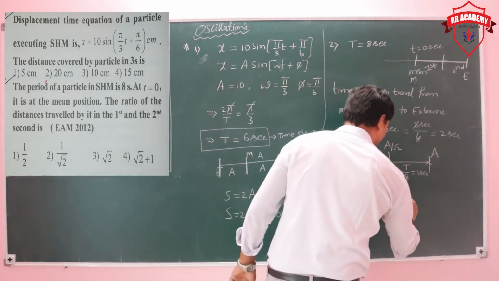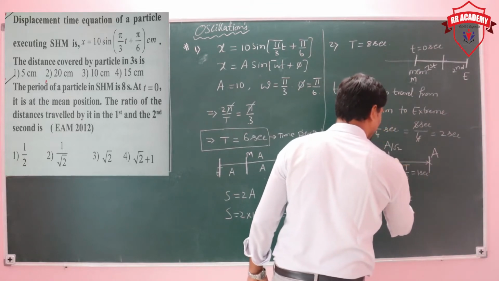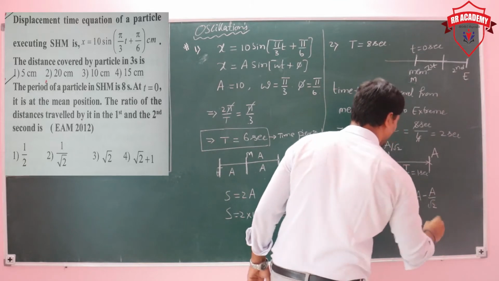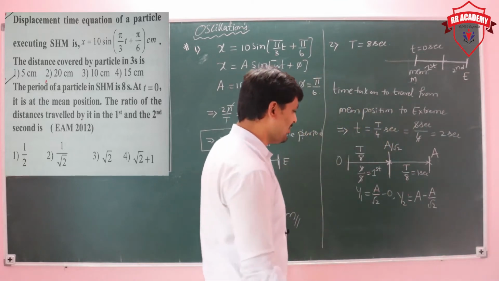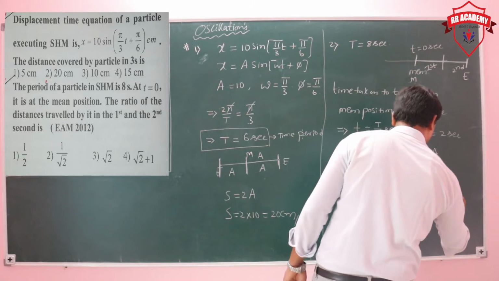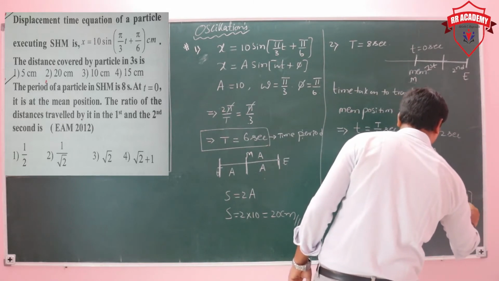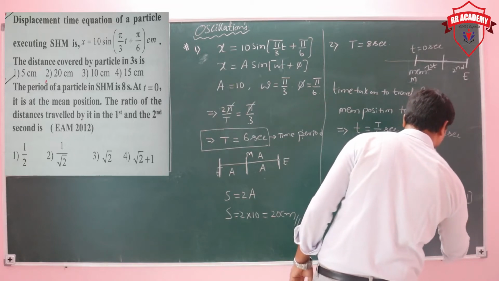And the displacement traveled in the second second is from where to where? A by root 2 to A. Nothing but A minus A by root 2. So you can take A common and take the LCM. Root 2 minus 1 by root 2.